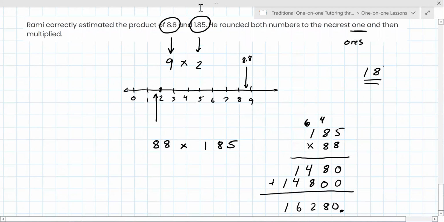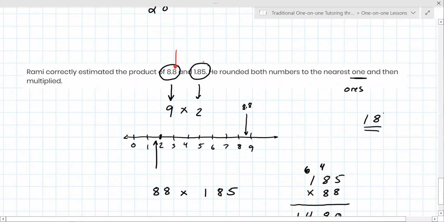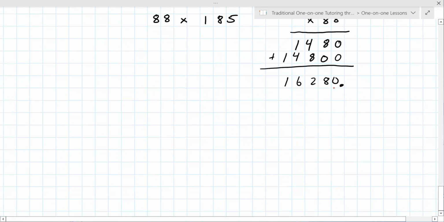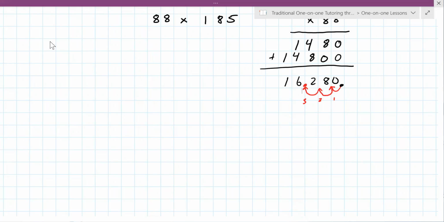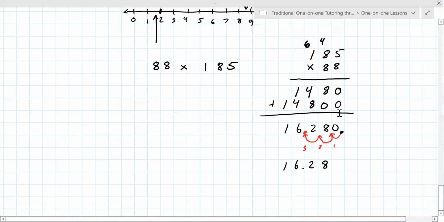Now let's go back and count. How many decimals do you see to the right of the decimal point? 3. 1, 2, 3. So we're going to move our decimal back 3 spaces. So 1, 2, and 3. So our answer is 16.28. And then you have to ask yourself, how good was my estimate?